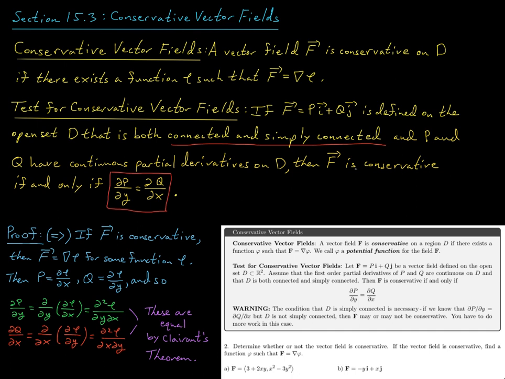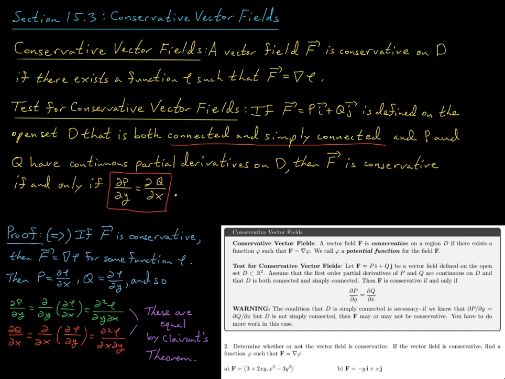So if we assume that f is conservative, why does this derivative condition have to hold? Well, if f is conservative, then it's the gradient of some function phi. And so if I equate components of these two fields, the i component of f is p, and the i component of the gradient of phi is partial phi partial x, so p is equal to partial phi partial x. And likewise for the j components, we have that q is partial phi partial y.